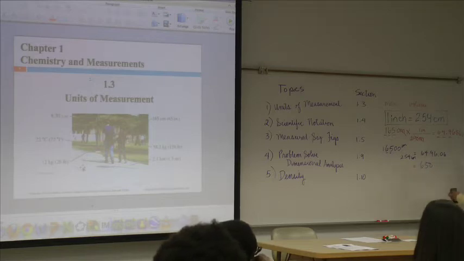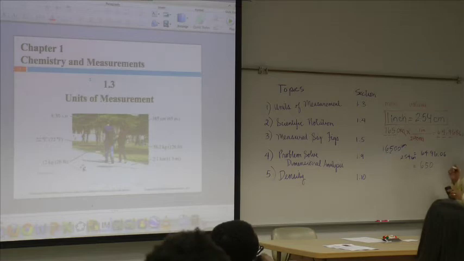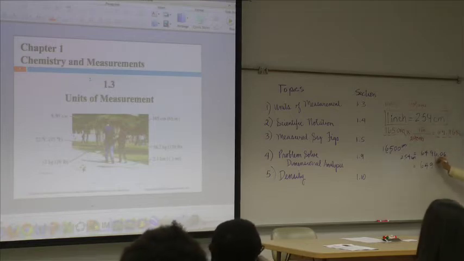650. That's 650. 3 significant figures? Yeah. But 650 is only 2, right? Yeah. So what should it be? 649. Very good. Awesome. But what about that 6? Yeah, what about 6?